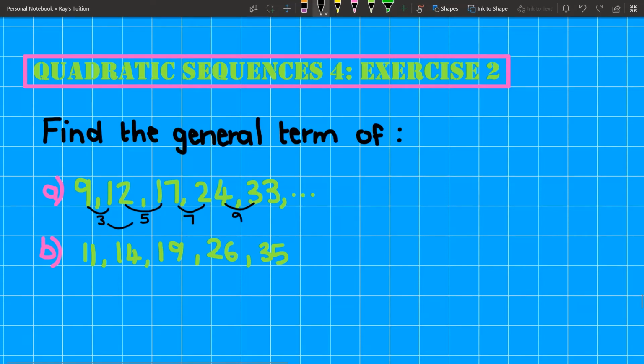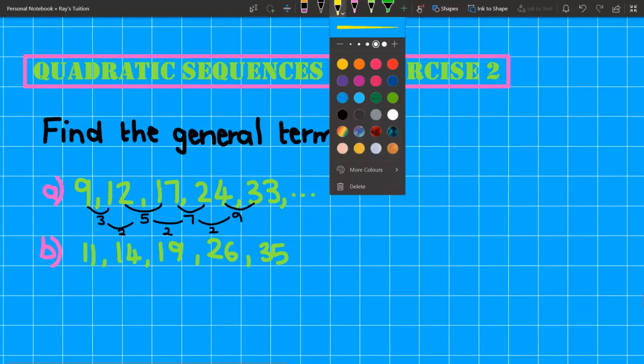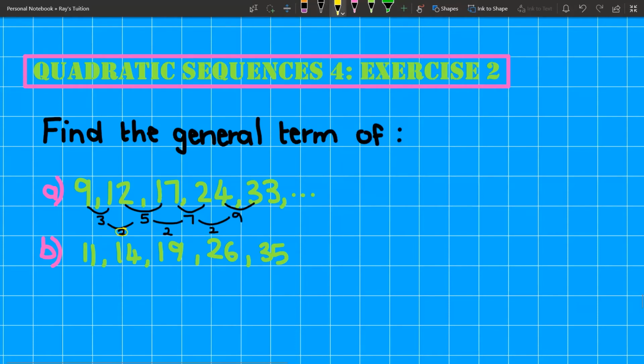We then go and check our second differences. So 5 minus 3 is 2, 7 minus 5 is 2, and 9 minus 7 is 2. So we have over here, as you can see, a common second difference. Our second difference is 2, which means that we have a quadratic formula.